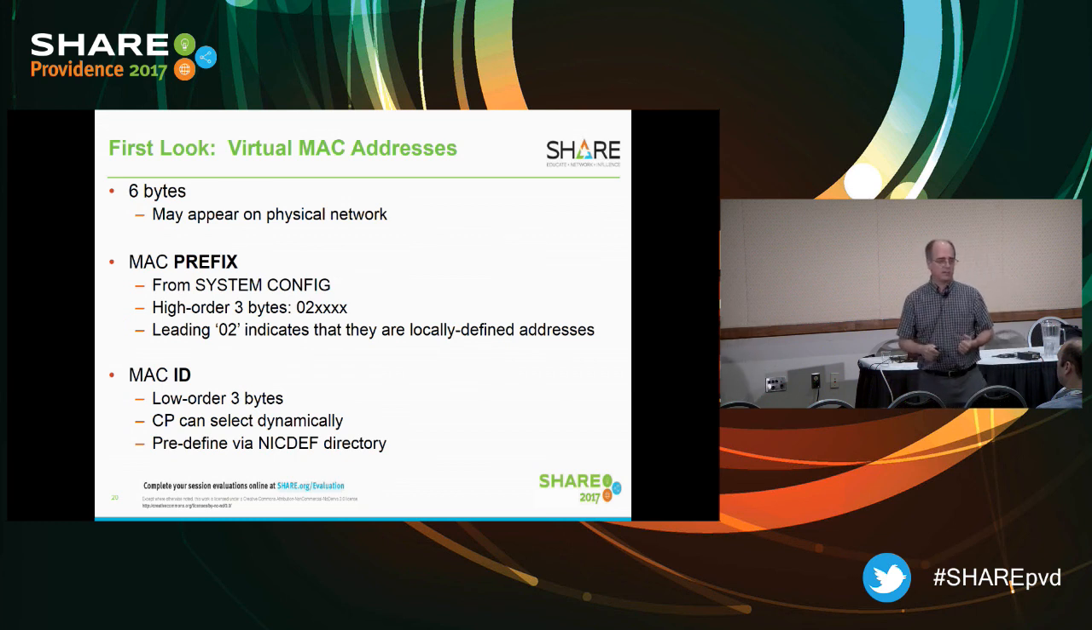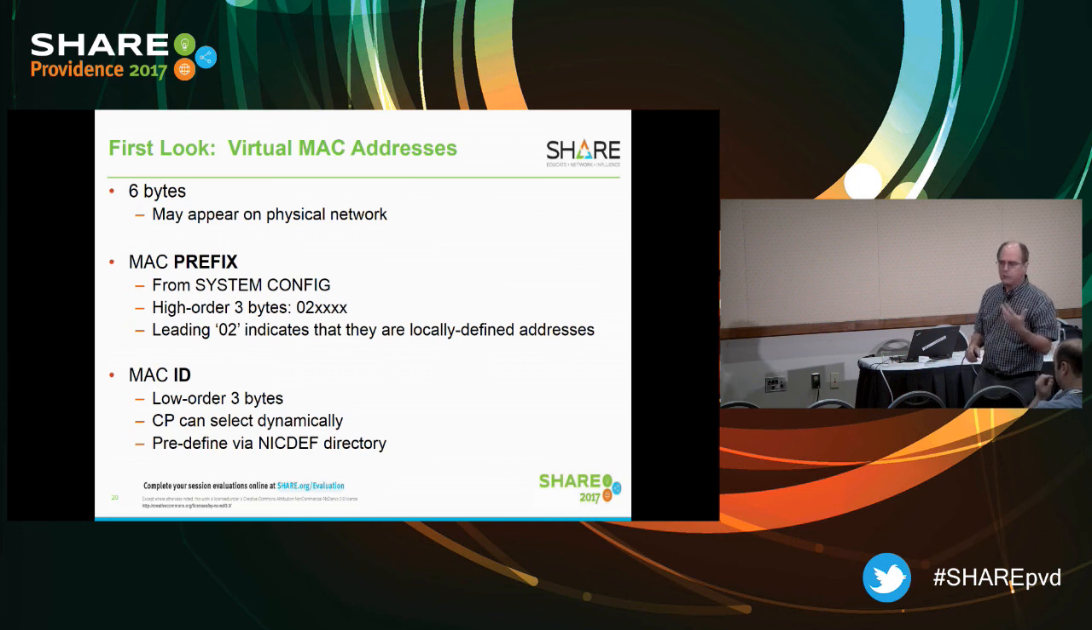Virtual MAC addresses. So I showed you those frames, that in an Ethernet frame there were two MAC addresses, the source and the destination. Well, in a virtual network, I still have to have MAC addresses because it's a virtual Ethernet infrastructure. And even though they're virtual, which by the way is almost a misnomer, they're real MAC addresses. They just aren't assigned to a physical adapter.